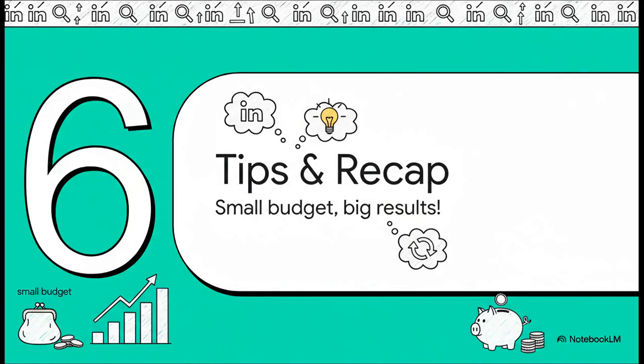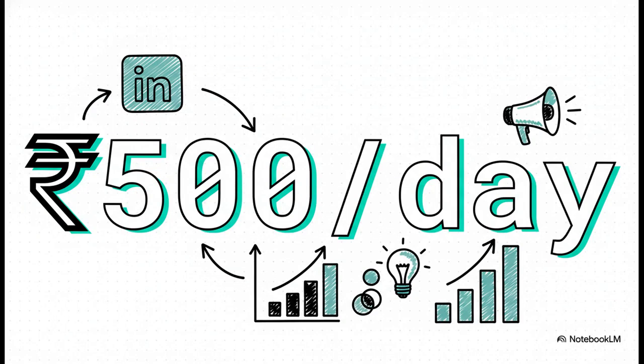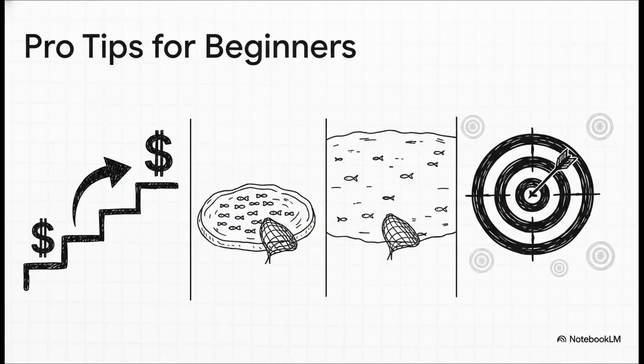Okay, let's wrap all this up with a few practical tips and a quick recap. And don't worry, you don't need a massive budget to get good results. To get started on LinkedIn, we recommend beginning with a budget of at least 500 rupees per day. This gives the algorithm enough data and runway to learn and to get your ads in front of the right people. Remember these 3 pro tips.